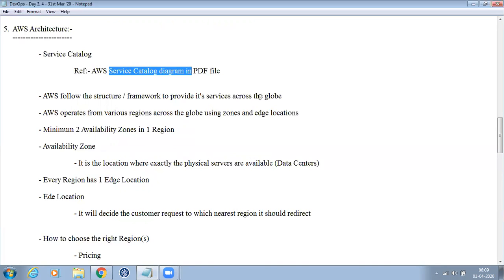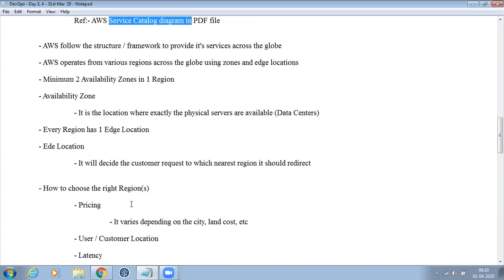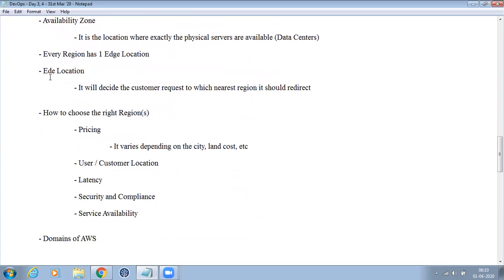Each region has multiple availability zones. What is the purpose of using availability zones? If one of the availability zones is down because of any natural calamity in that location, in another location the services will be up and running. That is the main purpose of having availability zones. We have regions, and under regions we have availability zones. That comes under your global infrastructure, and then we have the edge location.